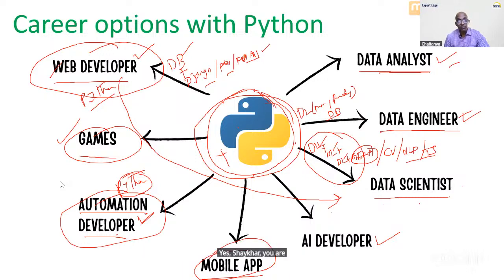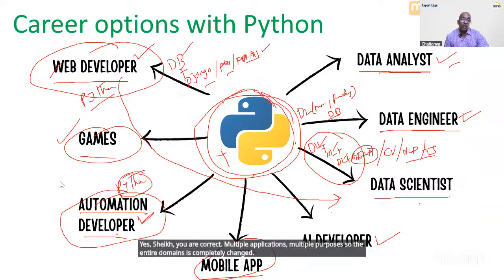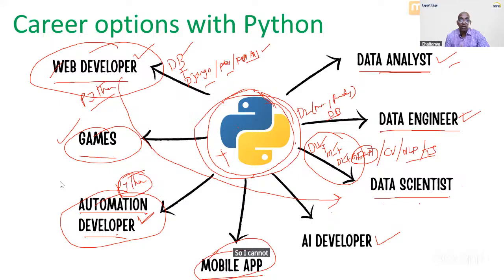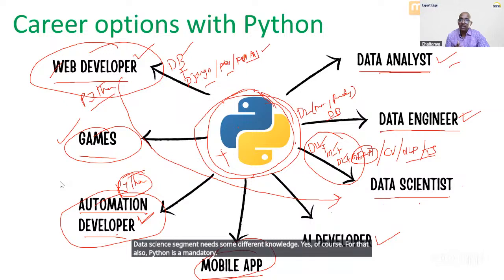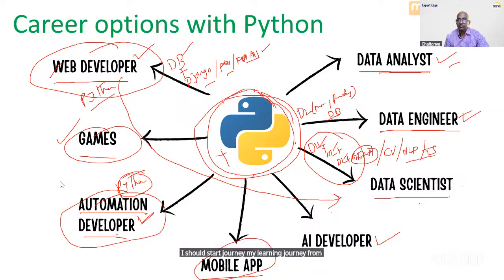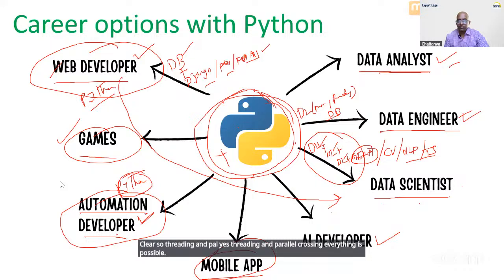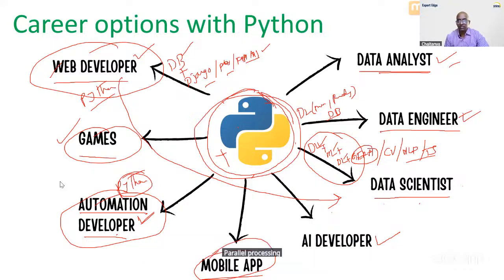Multiple applications, multiple purposes. So the entire domain is completely changed. I cannot use website development knowledge in the data science segment. The data science segment needs different knowledge. Yes, of course, for that also Python is mandatory. I should start my learning journey from Python. Clear? So threading and parallel processing, everything is possible. Parallel processing is also possible. Yes, that is correct.